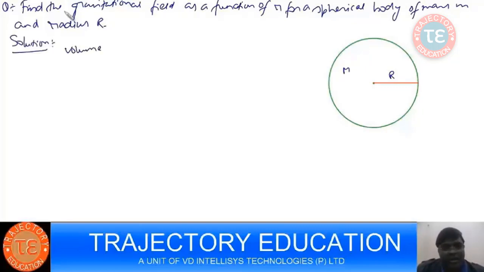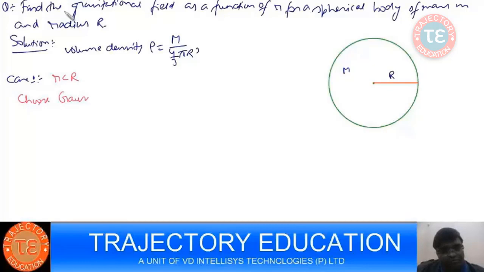The volume density of mass, so rho is m upon 4 pi r cube, right? So now we have to find gravitational field as a function of r. We have to find gravitational field inside, and we have to find gravitational field outside. So let's first take the case of the gravitational field inside.